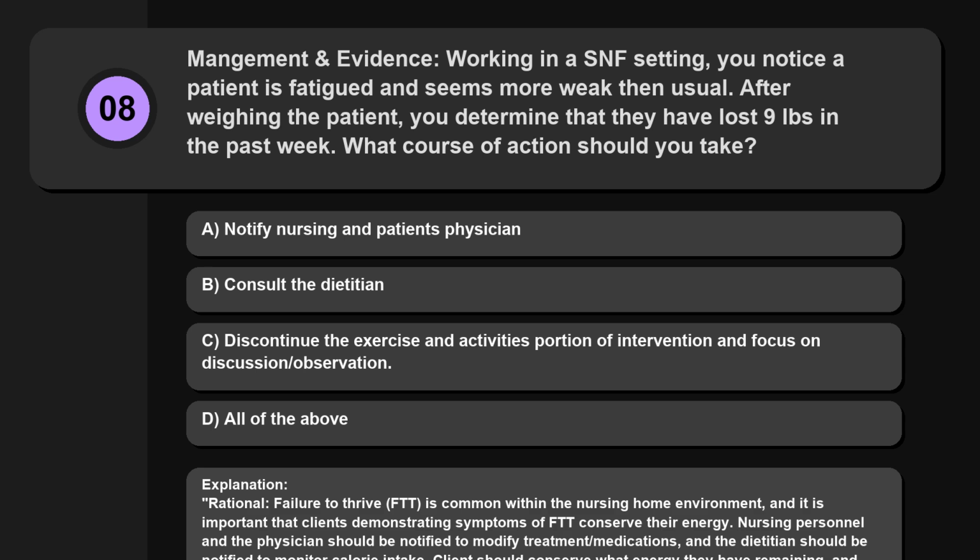Rationale: failure to thrive, FTT, is common within the nursing home environment, and it is important that clients demonstrating symptoms of FTT conserve their energy. Nursing personnel and the physician should be notified to modify treatment/medications, and the dietitian should be notified to monitor calorie intake. Clients should conserve what energy they have remaining, and physical activities should be discontinued until weight is regained. Source: www.fpnotebook.com, presentation/in-service on FTT.